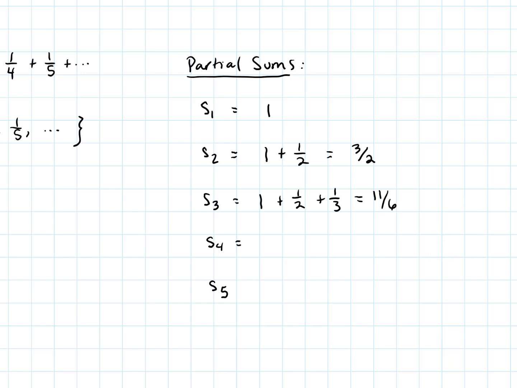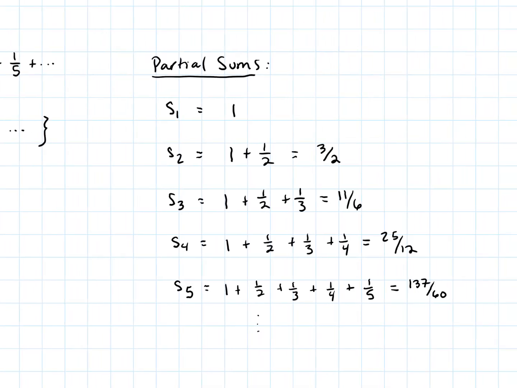And then the first 4, 1 plus 1 half plus 1/3 plus 1/4, and that ends up giving me 25/12. And then the fifth partial sum, and we can keep going: 1 plus 1 half plus 1/3 plus 1/4 plus 1/5. And that ends up giving me 137/60. Okay? And this keeps going. And I'm going to come back to that in just a second. We'll look a little more at those partial sums.